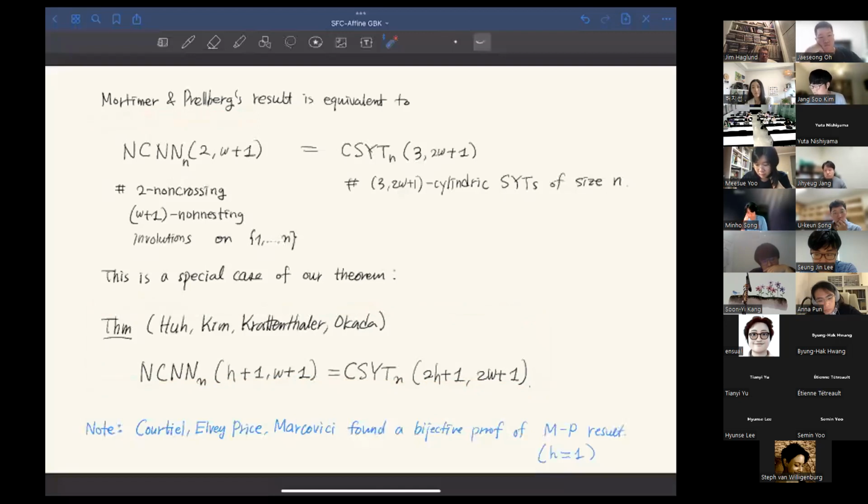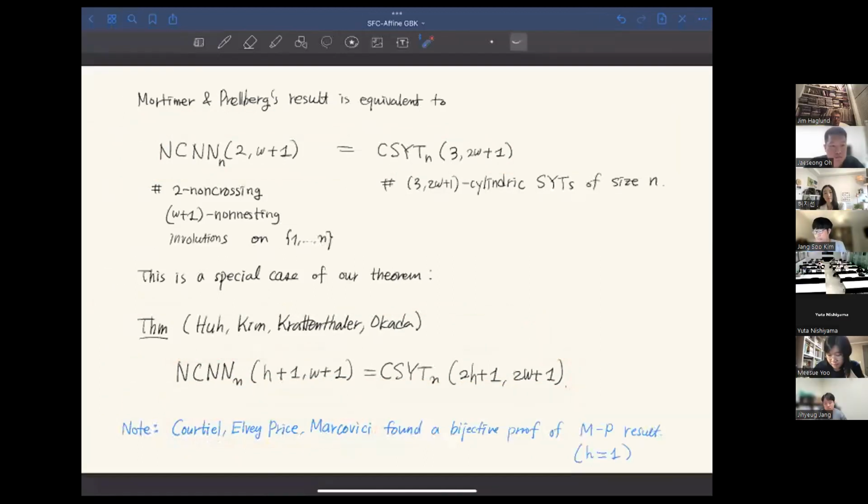And by the way, our original motivation was to prove this bijectively, which we couldn't. But recently, these people found the bijective proof of the Mortimer and Prevost result. But the general case, the finding of bijective proof is still open.